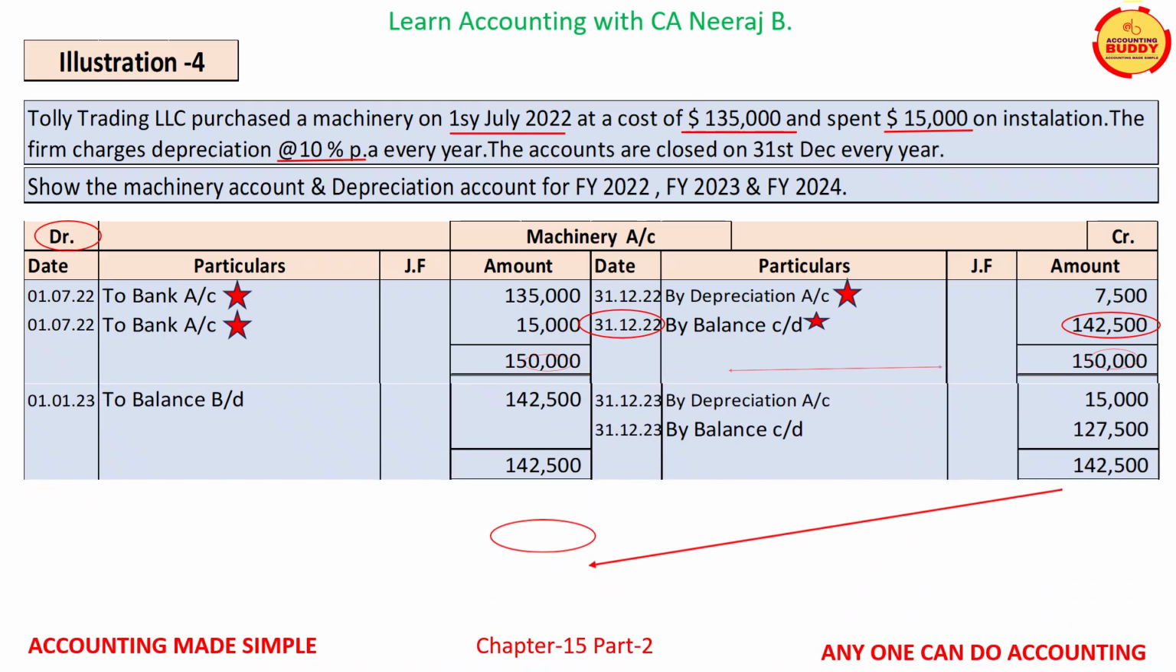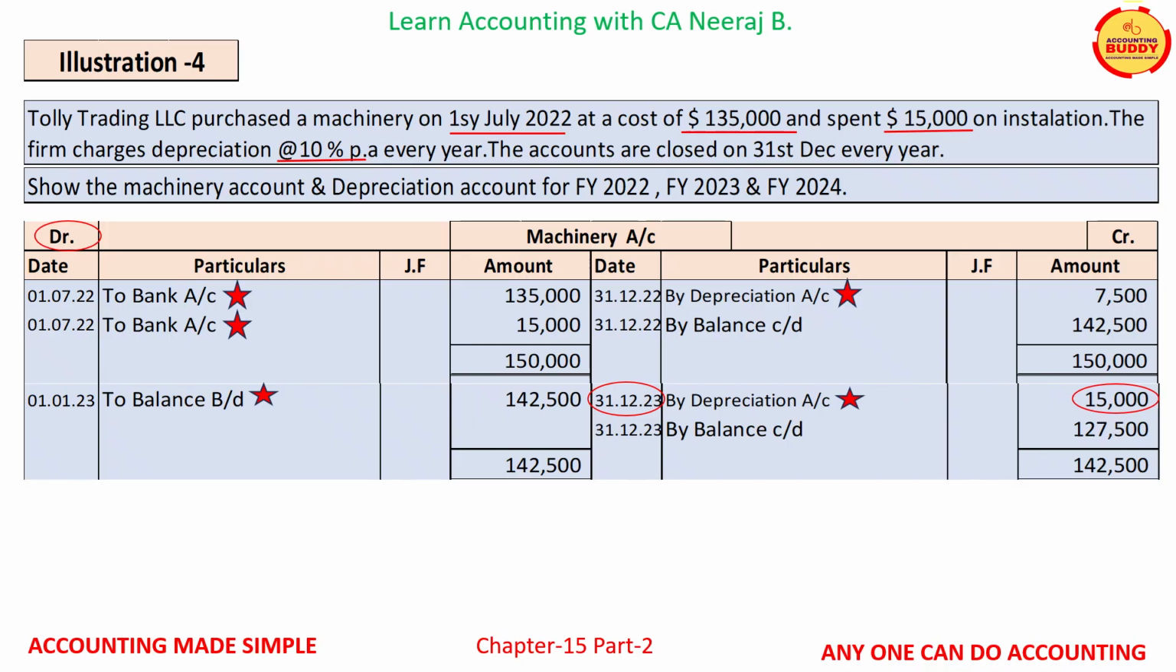The closing balance of $142,500 of the machinery account as on 31st December 2022 will become the opening balance as on 1st January 2023 and is written on the left hand debit side of the machinery account by writing the words to balance brought down. On the last day, that is 31st December of financial year 2023, depreciation entry for $15,000 is posted on the right hand credit side of the machinery account by writing the words by depreciation account.